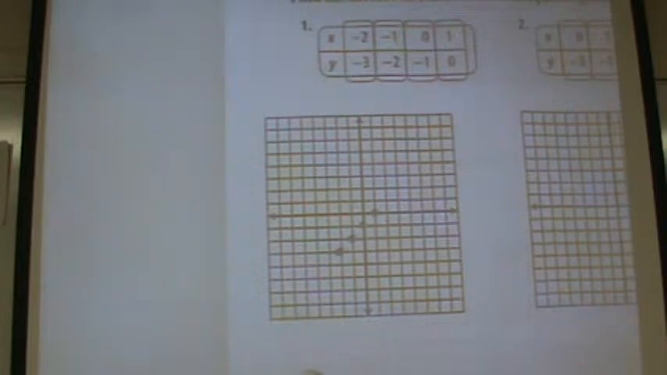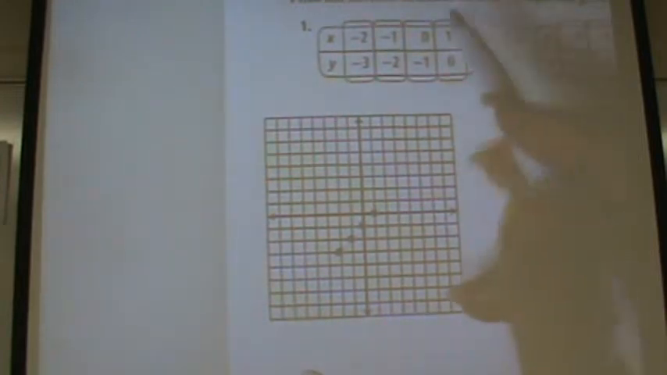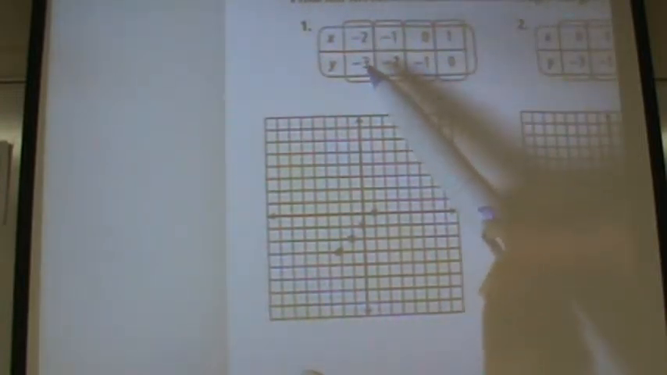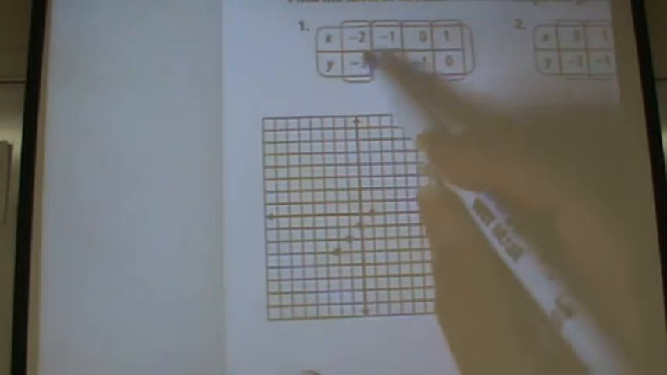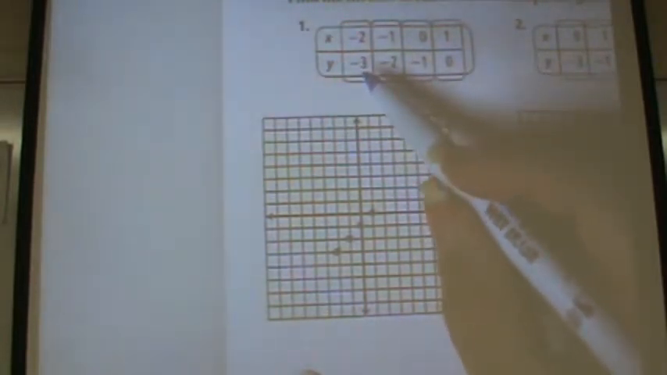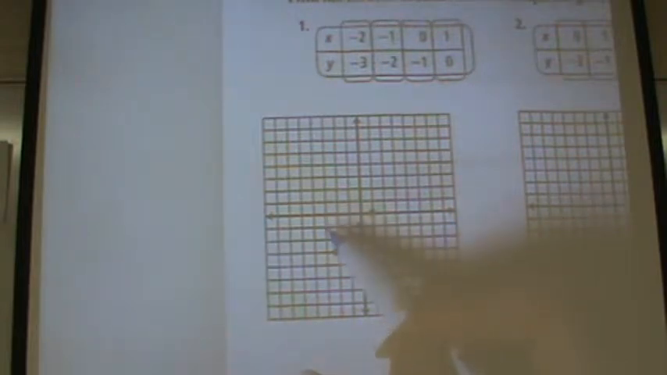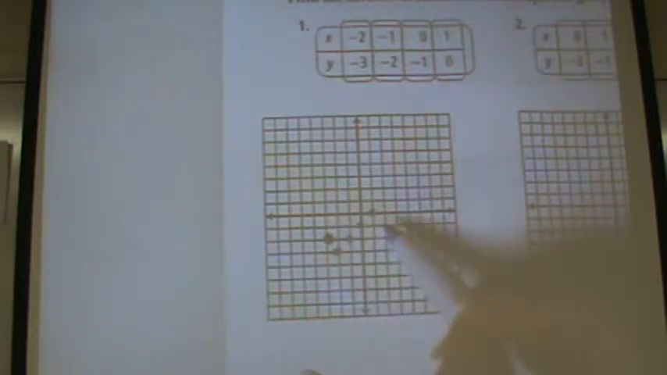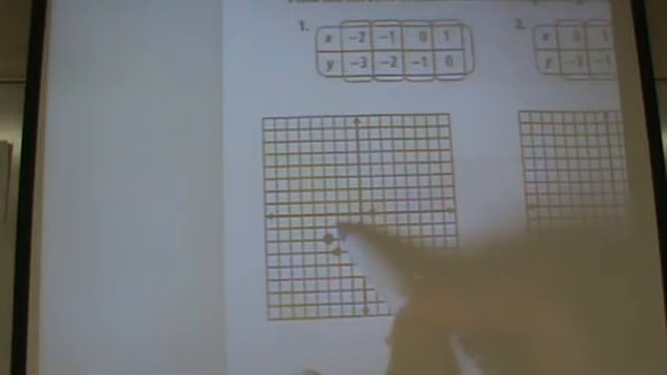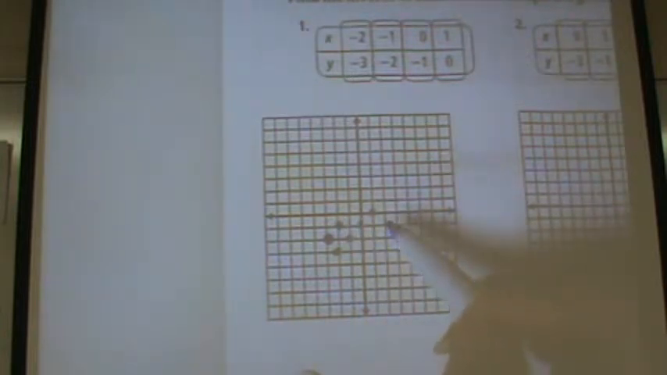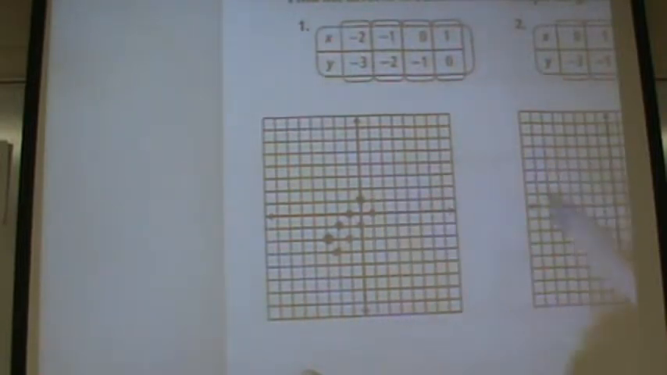How do you graph its inverse? I'm going to use a blue marker. How are you going to graph the inverse of (-2, -3)? What's the inverse of this? It'd be (-3, -2). So 1, 2, 3, 1, 2. (-2, -1). (-1, 0). (0, 1). Okay.